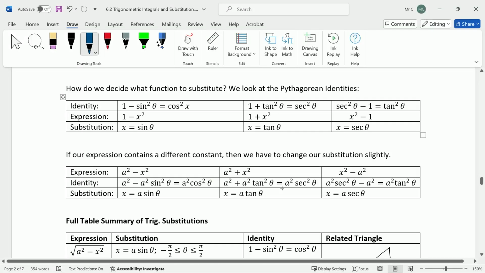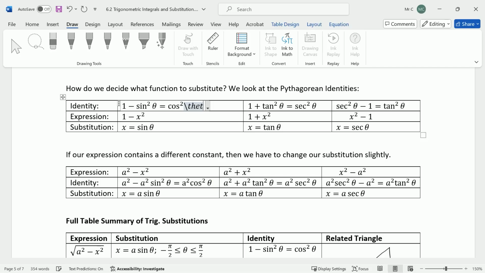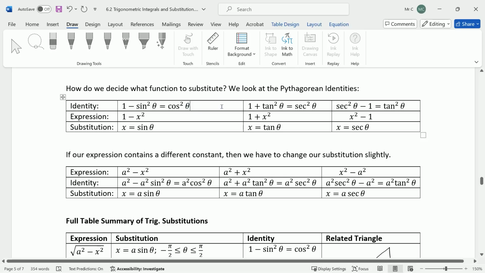So let's summarize what we've got here. So how do we decide which function to substitute? Well, we look at these Pythagorean identities. 1 minus sine squared of theta is cosine squared of, that should be theta. Oops. Little typo there. So 1 minus sine squared of theta is cosine squared of theta. And so the type of expression we're looking for is 1 minus x squared. The substitution we would do is, well, x lines up with the sine of theta, x is sine of theta.